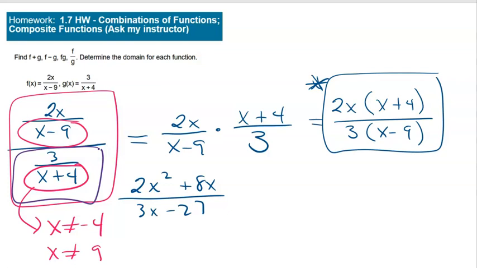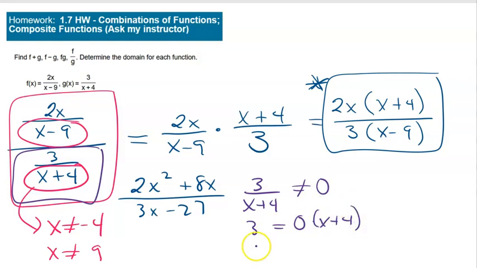So 3 over x plus 4, that cannot be 0 either. So I'm going to have to just calculate that. I'm going to say 3 over x plus 4 cannot be equal to 0. Well, if I try to solve that by multiplying both sides by x plus 4, 0 times x plus 4, right? That gives me 3 is equal to 0. That has no solution.